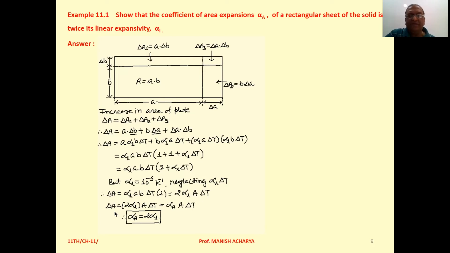But now see here, delta A is 2 alpha L A delta T. But in the theory of area expansion, we studied that delta A is equal to alpha A into A into delta T. So from this one we can write alpha A is 2 alpha L. Clear to all of you?